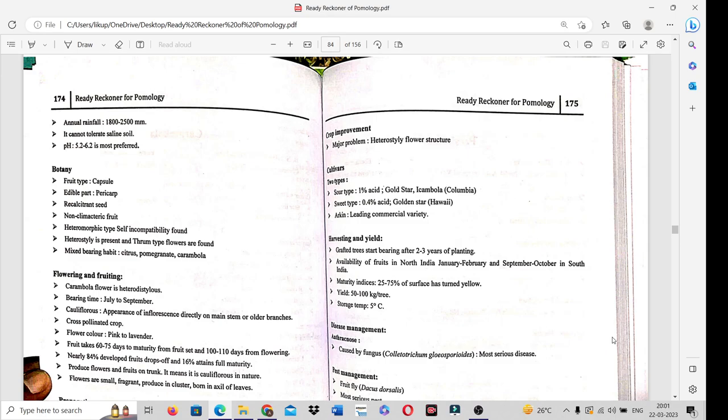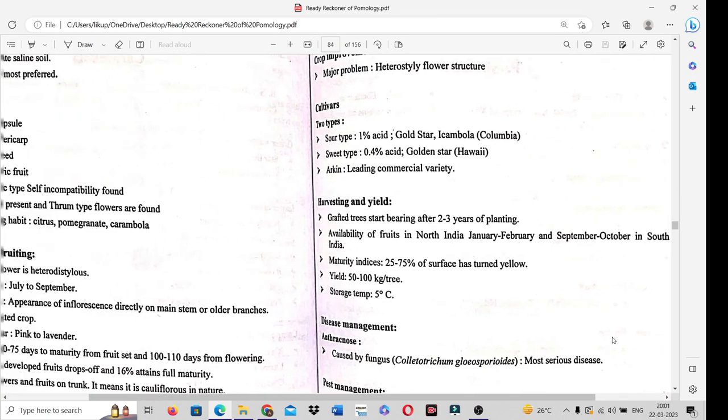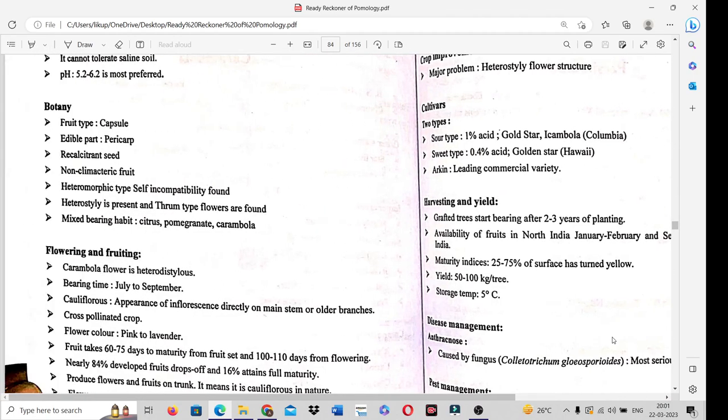Botany: fruit type is capsule. Edible part is pericarp. Recalcitrant seed. Non-climacteric fruit, and heteromorphic styles help in incompatibility, that is heterostyly. You have to remember both of these: heterostyly and heteromorphic, that is non-climacteric. Recalcitrant, you have to remember. Edible part is pericarp, you will have to remember this.